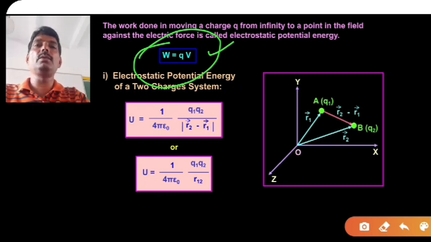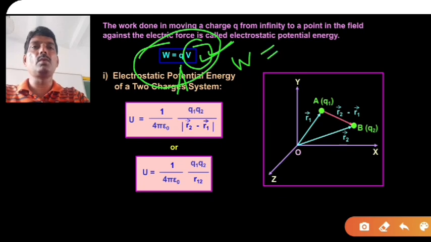I explained to you what this work done q into V is, which charge and which potential. If you want to find the work done, then this charge is the charge which you are taking from infinity to that particular point of the source charge. V is the potential in which you are bringing this charge Q. Suppose Q1 is the charge whose potential is V1 and Q2 is the charge which you are bringing from infinity to that particular point. Then the work done is equal to Q2 into V1. This is a very important formula.